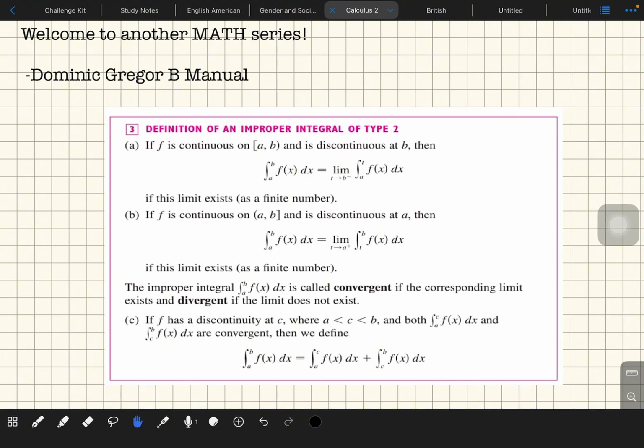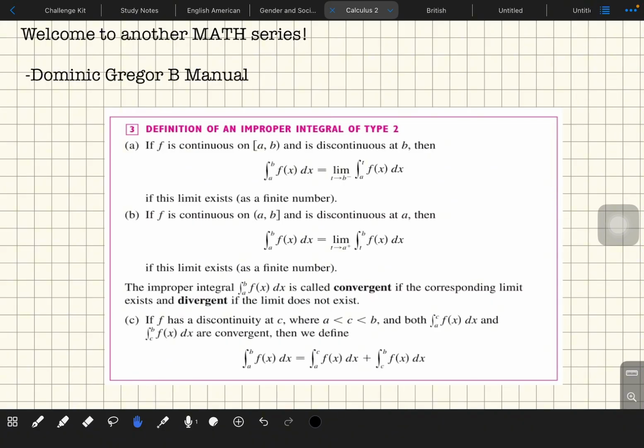In letter A, if f is continuous on [a, b) and is discontinuous at b, then our formula is the integral from a to b of f(x) dx equals the limit as t approaches b from the left of the integral from a to t of f(x) dx. If this limit exists, it will be a finite number.